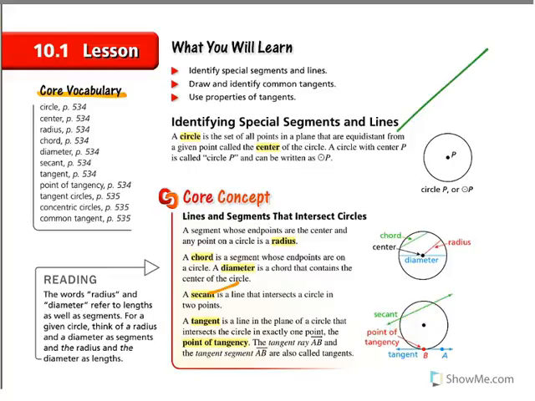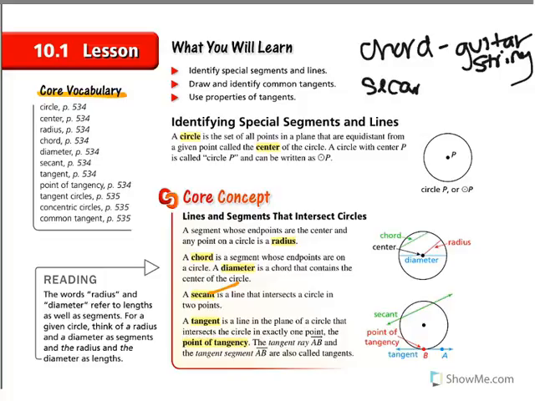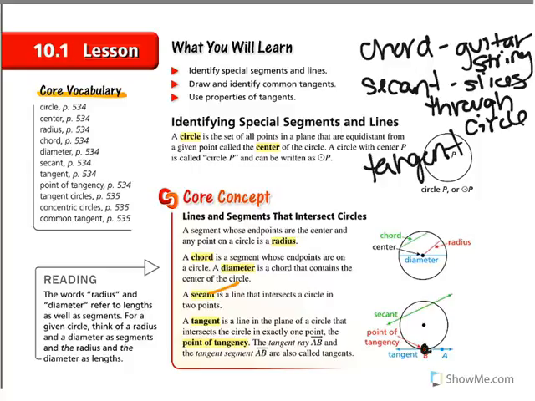Okay. So then we have a point of tangency, which is right here. It's a point on the circle, and that's where your tangent actually touches your circle. Okay, so a tangent touches. So an easy way to remember this is, for our chord, we thought of a guitar string. We have a secant line. It slices through the circle. And then we have a tangent, and it actually only touches at one point on my circle. Okay, so a tangent touches, and that's at one point. Okay, so that's a pretty easy way to remember the difference between those.